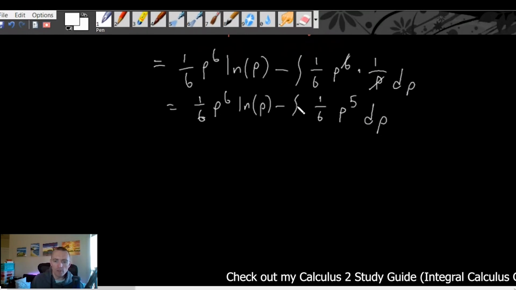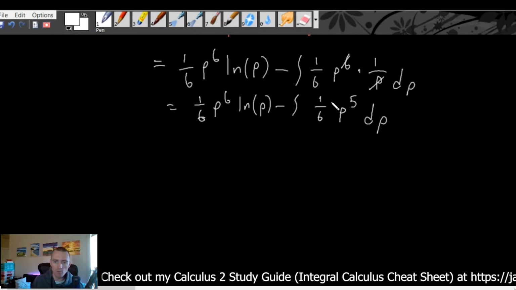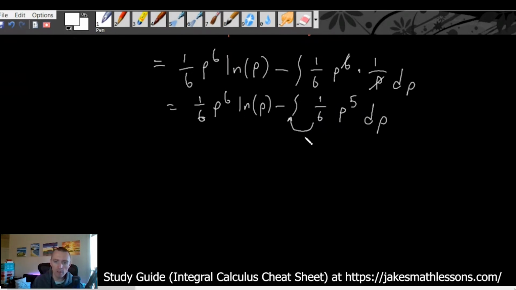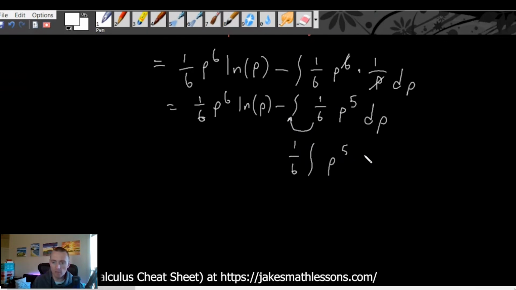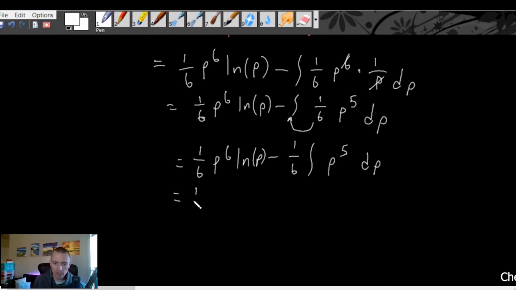So now all we have to do, first of all, actually, let's think about this. We have this constant here. When you have a constant times a bunch of other stuff in an integral, the constant can be pulled out of the integral. So we can rewrite this as 1/6 times the integral of p to the 5th dp. And then over here, we'll still have all this stuff outside of the integral. The nice thing about all this stuff out here is that it's already been integrated and dealt with. We still just have this integral here to deal with. So basically that's just going to carry on down.